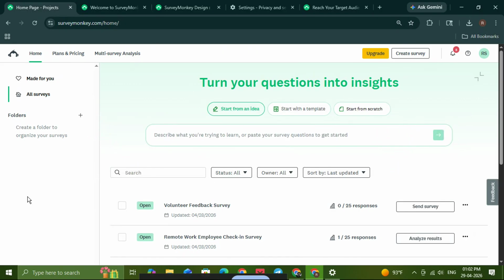Let's get started. The first and most important step is to increase your sample size. This is the biggest factor in reducing margin of error. In simple terms, the more responses you collect, the more accurate your results become. If you only have a small number of answers, even a few unusual responses can push your results around a lot. But when you get more responses, your survey becomes more stable and representative.